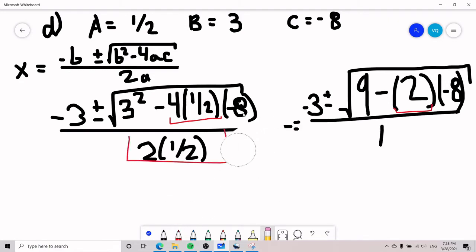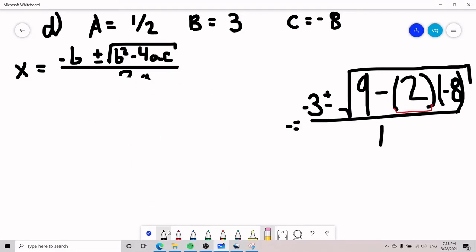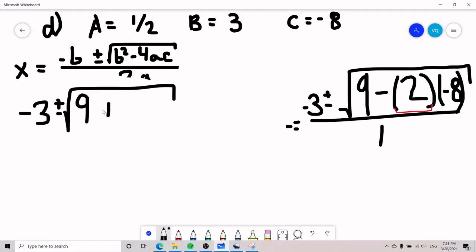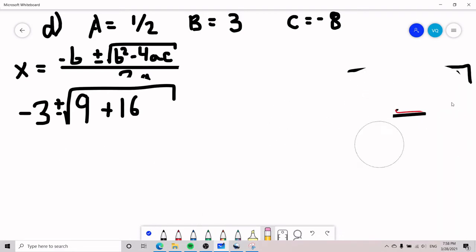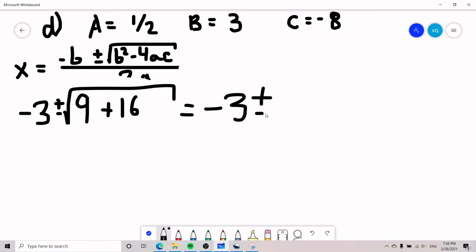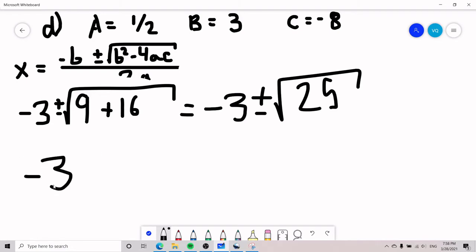And so we keep working this out. I'm going to do it on the left side now. And we end up with -3 plus or minus 9 plus 16, because it is 2 times 8 and it's double negative, so it turns positive. All of this still divided by 1. Since it's divided by 1, I'm just not going to write it anymore, but remember that that is what we ended up with. And this ends up being -3 plus or minus square root of 25. And I can simplify this even further with -3 plus or minus 5.